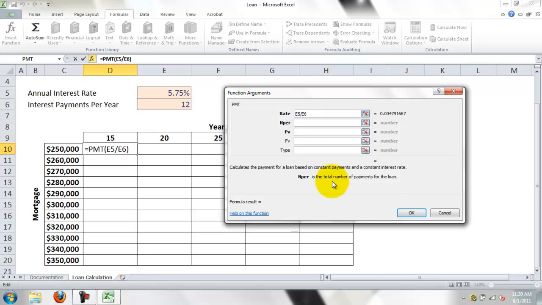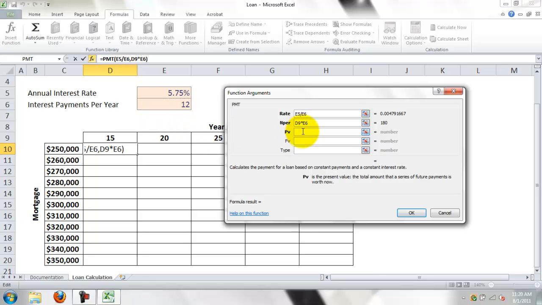So number of periods is the total number of payments for the loan. It's not going to be 12 payments, that's how many there are per year. It's not going to be 15 years or just 15, that's the number of years, but I actually need to put in 15 years times 12 payments a year. So I'm going to again click on D9 and then type in my multiplication symbol, the asterisk, Shift 8, and then click on the cell where my number of payments is located, and that's in E6.